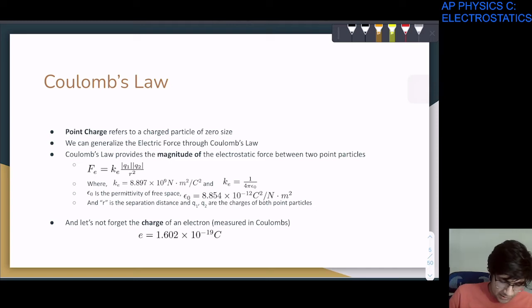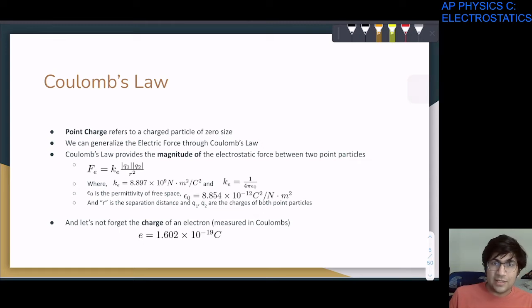So Coulomb's Law states that the force between two particles, the magnitude of the force, is k sub e q1 q2 divided by r squared. Now k sub e is a constant, r is the separation distance, and q1 and q2 are the charges of the point particles.